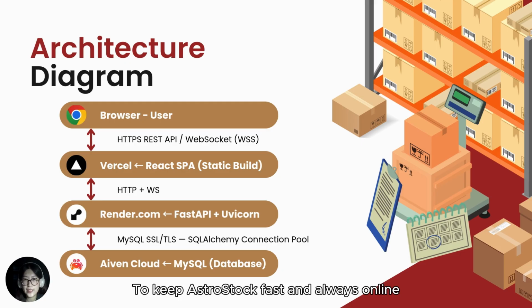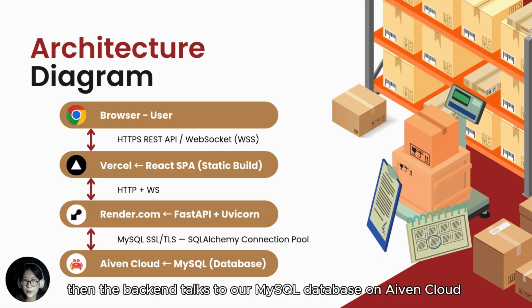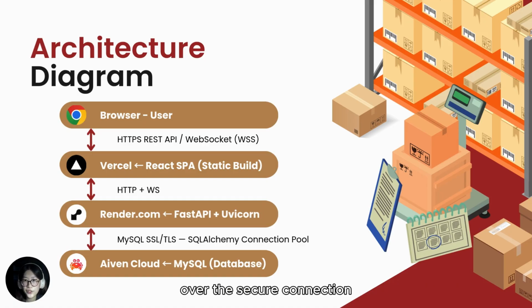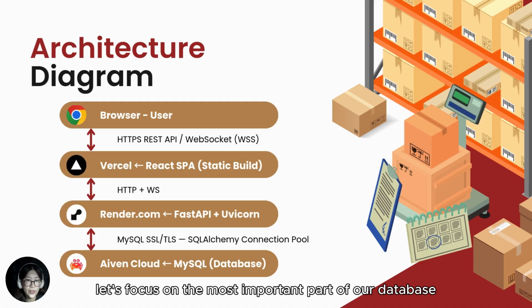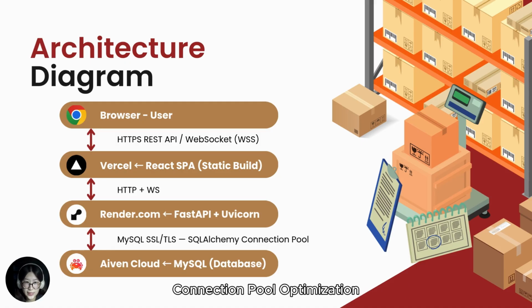To keep AgileStock fast and always online, we use a dual deployment strategy. When a user opens the app, our front end sends secure requests to our backend on Render. Then the backend talks to our MySQL database on Aiven Cloud over a secure connection. So now, let's focus on the most important part of our database, connection pool optimization.